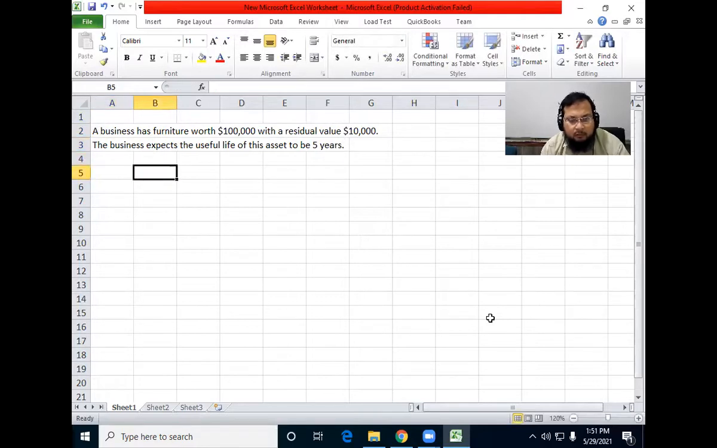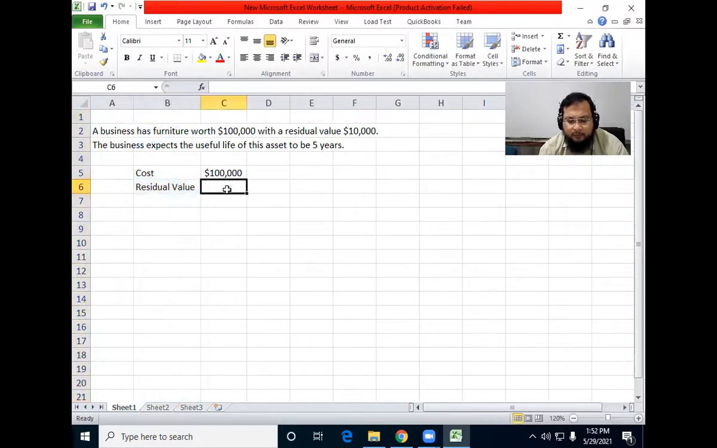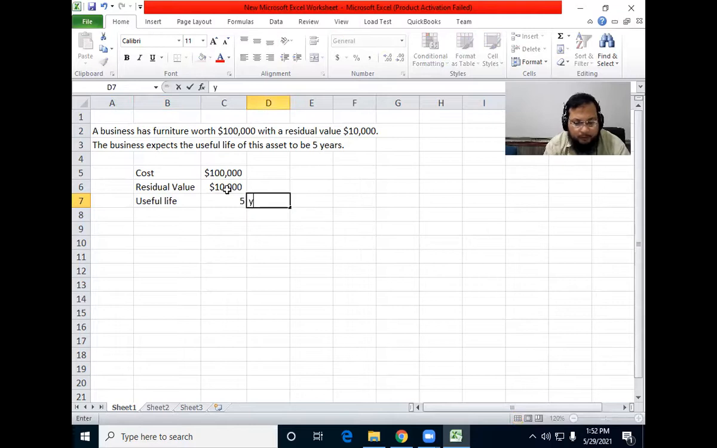So here we got three important variables. One is the cost of the asset, which is, sorry, $100,000. The residual value. What is residual value, by the way? The residual value is also the expected value which we get after the useful life. Let's suppose we have got the useful life 5 years. So after 5 years, when we make the use of the asset, we will be left with $10,000 as a residual value. So we have got the useful life of 5 years.